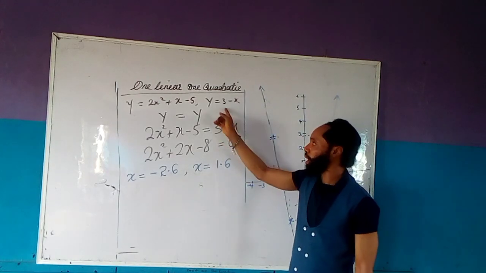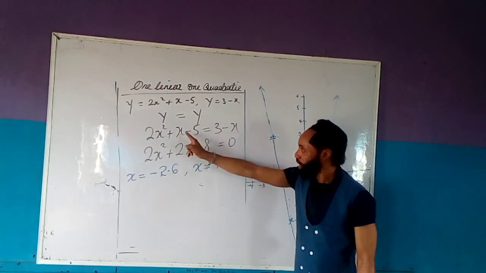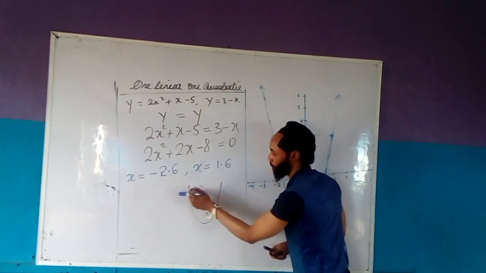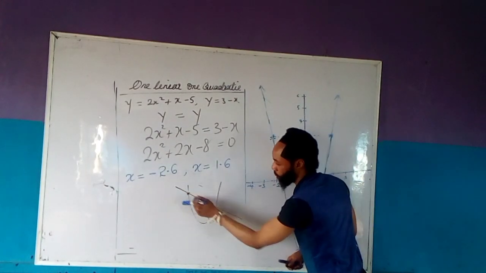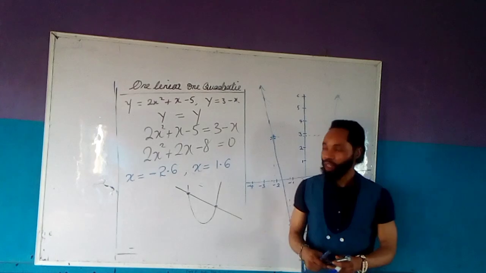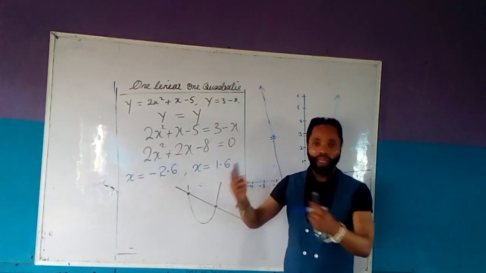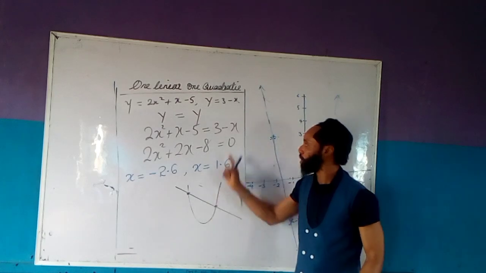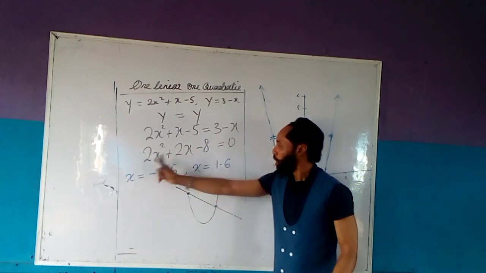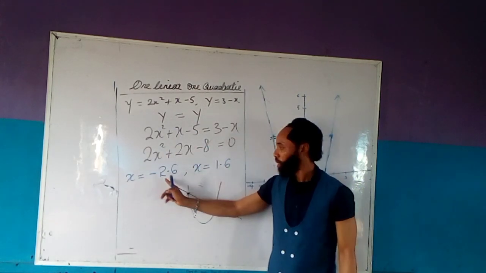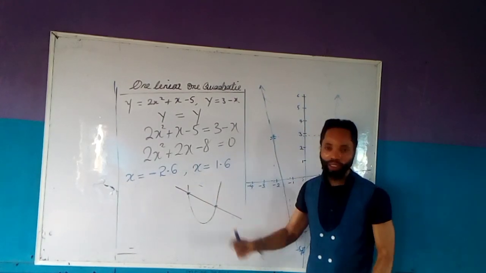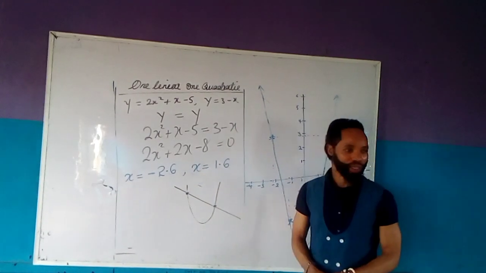Now, we remember we equated this. That means this equaling this means where the equation bisects these 2 points. That is what it means. So equate one equation with the other, it tells you the point of intersection. So at the point of intersection, x was negative 2.6 and x also was 1.6. We are going to tell that with our graph.